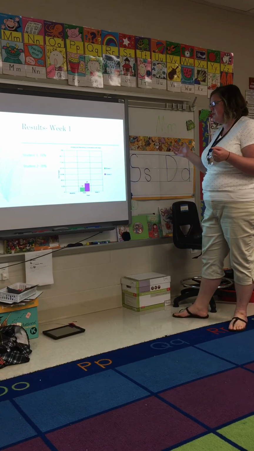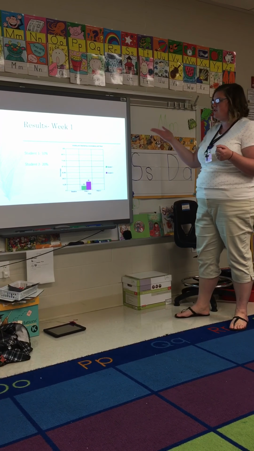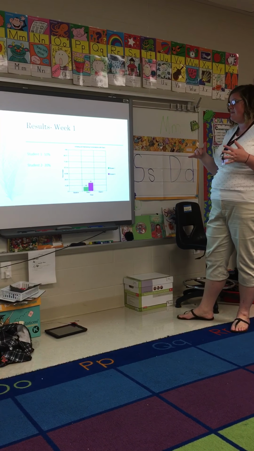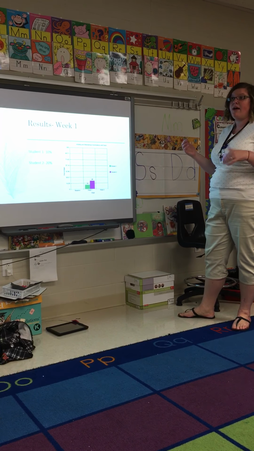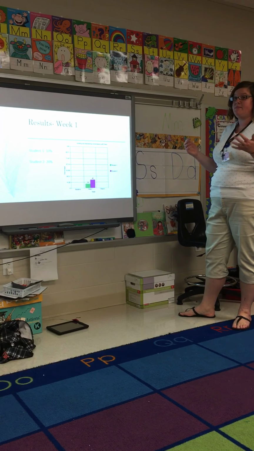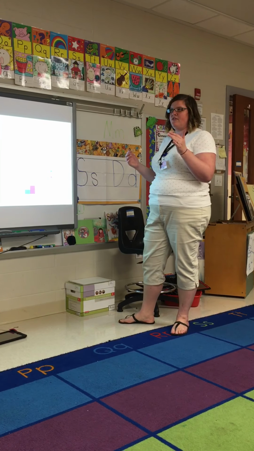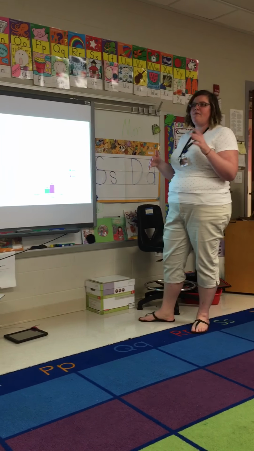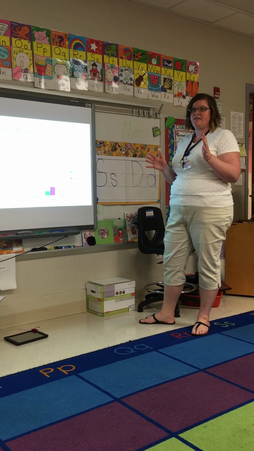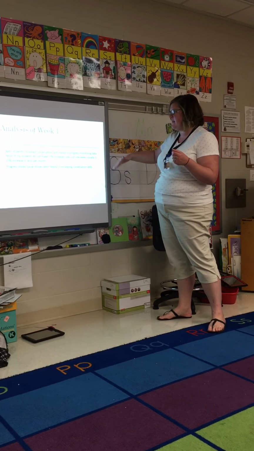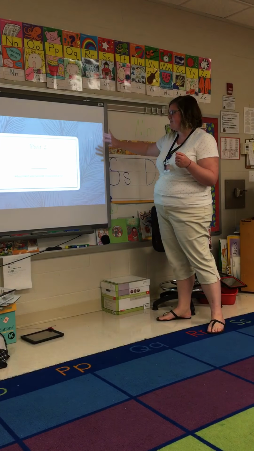So my results for week 1 were pretty good. Student 1 raised from that 0% to 10%, and student 2 went from 0 to 20%. So I am seeing much better results. Previously, in an IEP for another student that had a similar goal, they would make 5 to 10% gains per month, and this was in 1 week. And that's my analysis, what I just said.